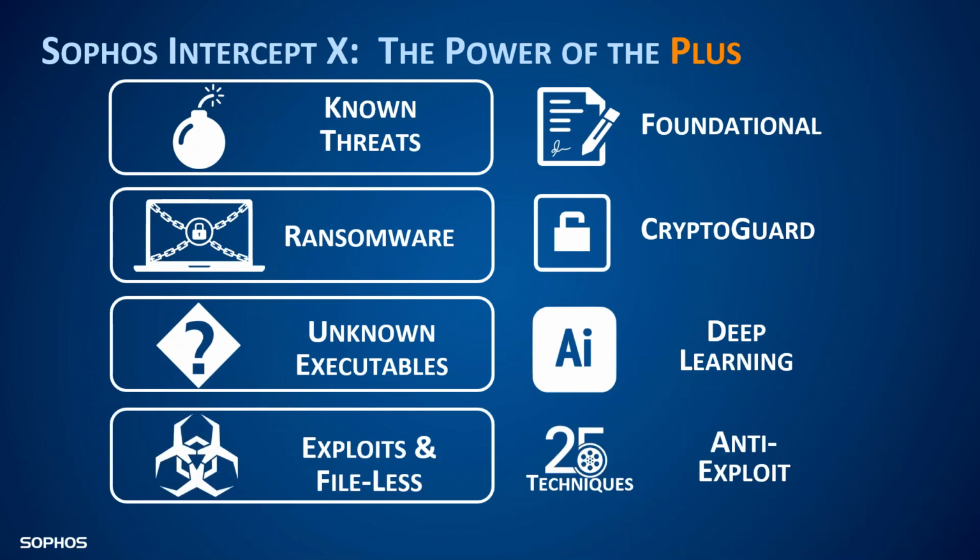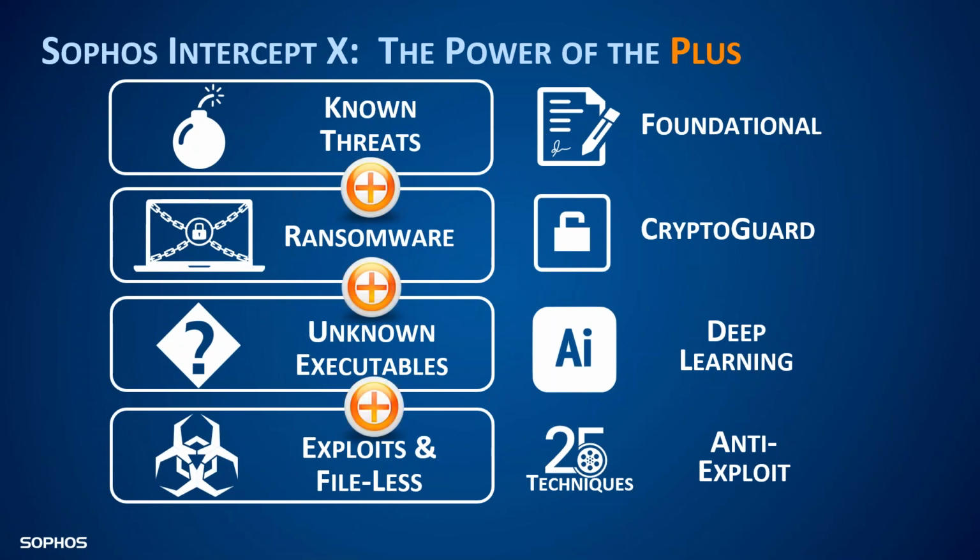And lastly, we look to employ anti-exploit technology. Okay, rather than focusing on the millions and millions of threat samples that are out there, we're actually going in and preventing the hackers' favorite tools and techniques. So we focus on approximately 25 or so exploits that attackers rely on to spread that malware, steal your credentials, and escape detection. Okay. So it's the power of the plus.